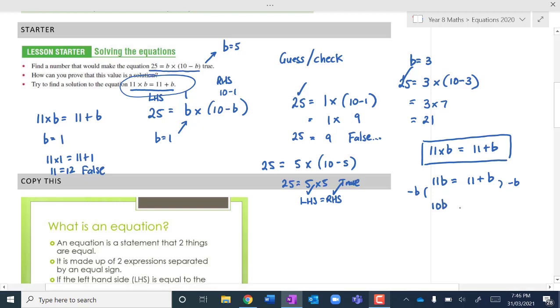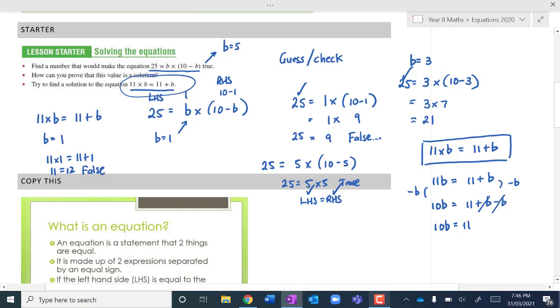10b. And on the right-hand side, b take away b. The reason why we're doing this is we want to cancel it from this side. So in actual fact, our answer with a more robust way of doing things is 10b is equal to 11. Well, what times 10 gives us 11? Well, I could get a calculator out.